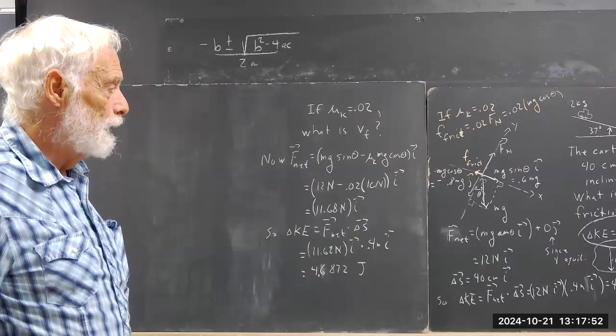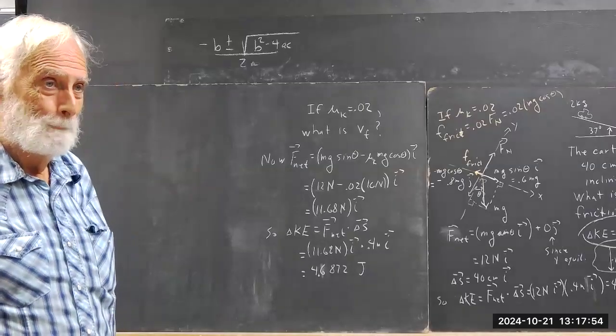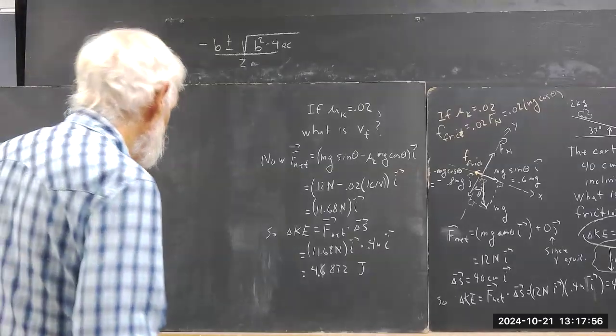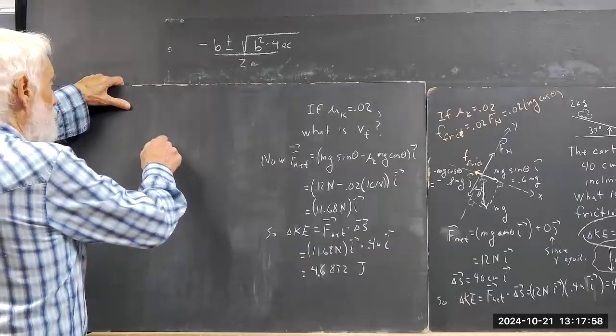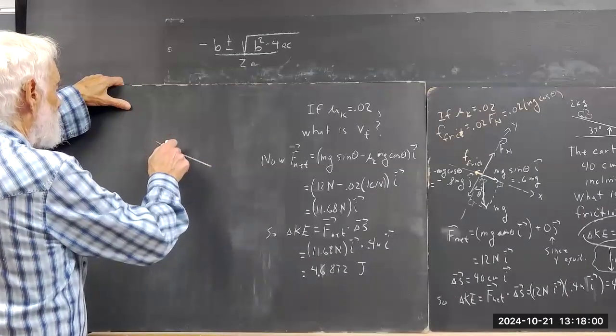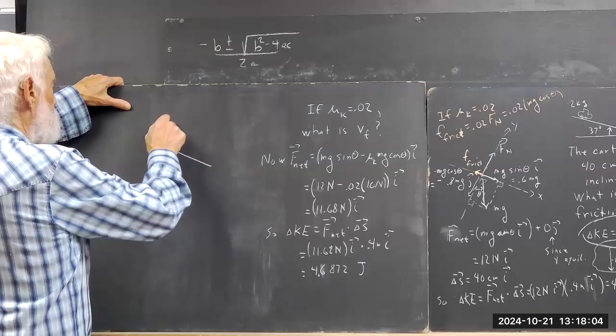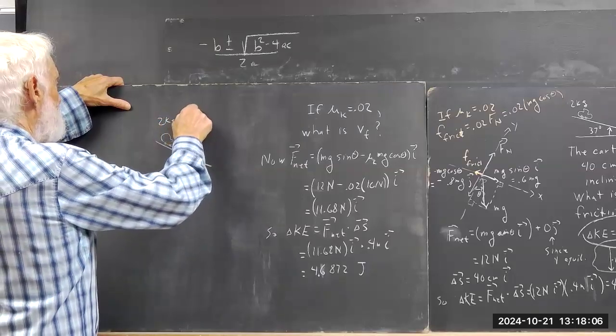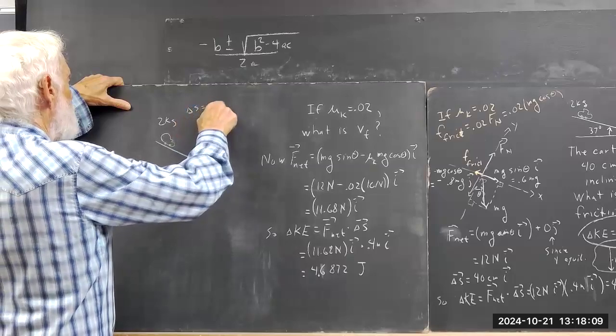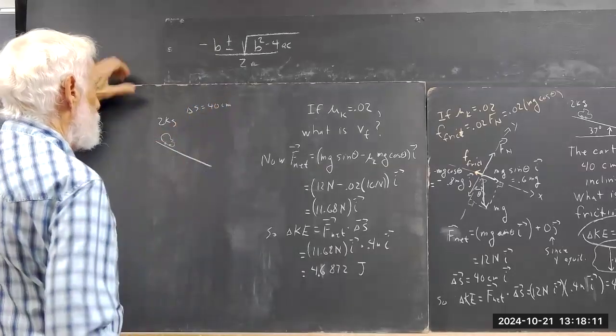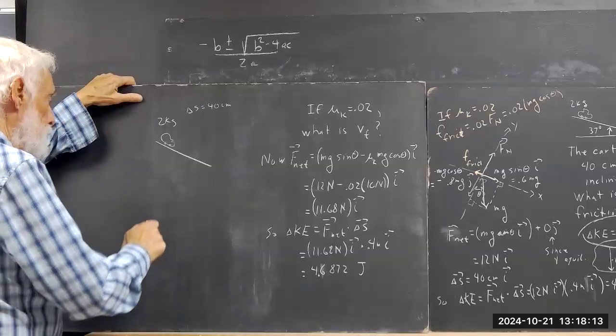You're gonna love this, but I'm gonna add another course. Okay. So let's do the same thing. Here's your card. 2 kilograms. LS is 40 centimeters down the incline.